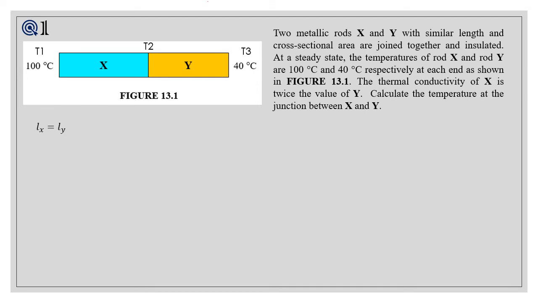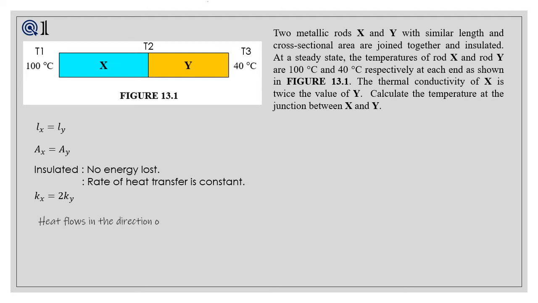From the question itself, we know that both metallic rods have the same length and cross-sectional area, while the word insulated itself means that there will be no energy loss towards the surrounding, thus the rate of heat transfer should be constant. Aside from that, it is clearly stated that the value of Kx is twice of Ky in this situation. Bear in mind that whenever two metals or any conducting materials that are different in temperatures come in contact, the heat will flow from the hotter metal to colder metal.